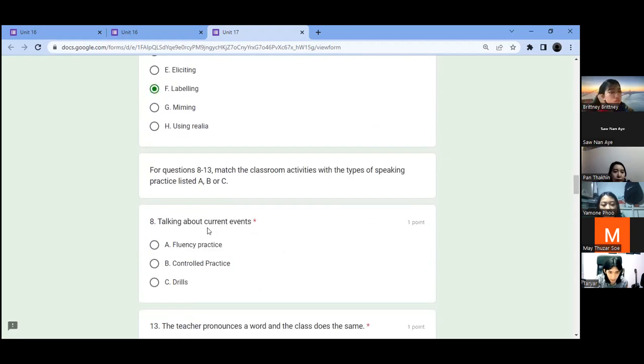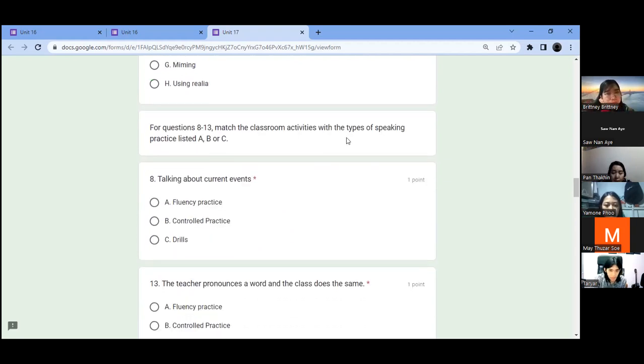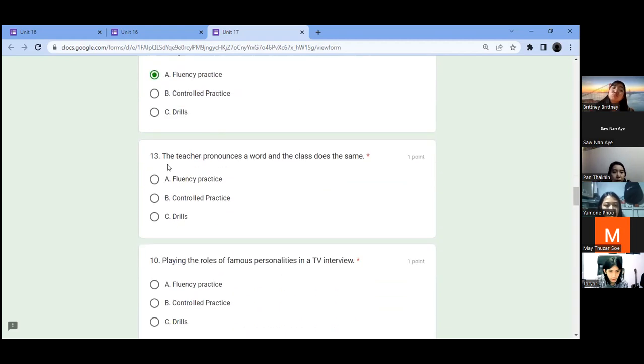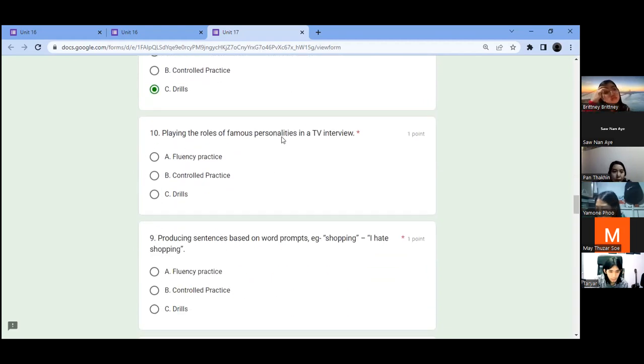Match the measurement to the type of speaking practice. Talking about current events: fluency practice. Students are the ones that get to test the same drill. Drills. Read the rules of a famous person.